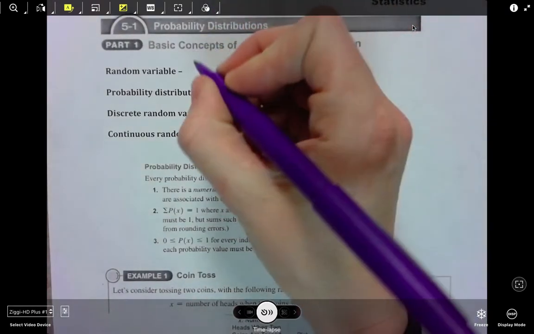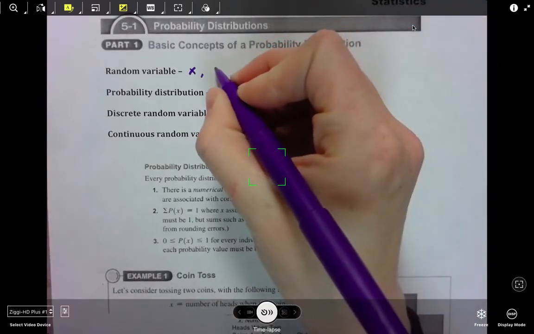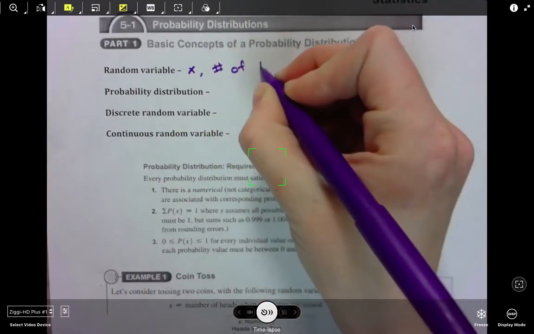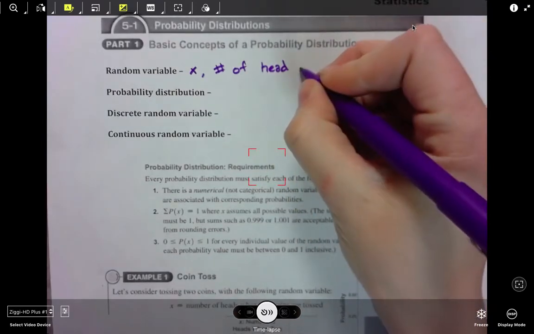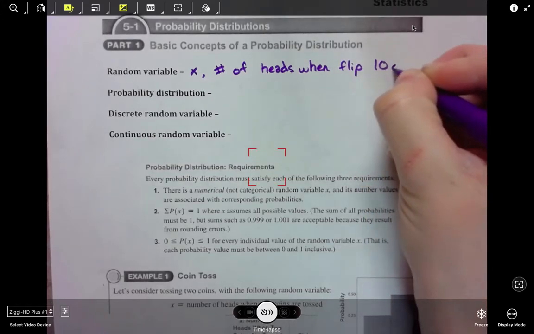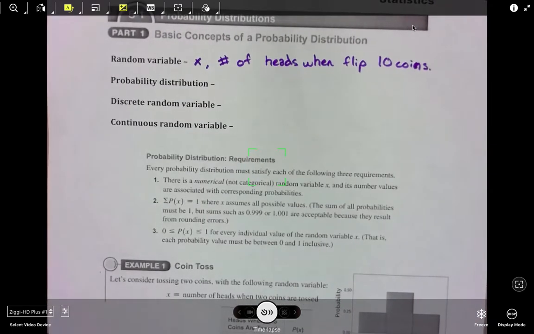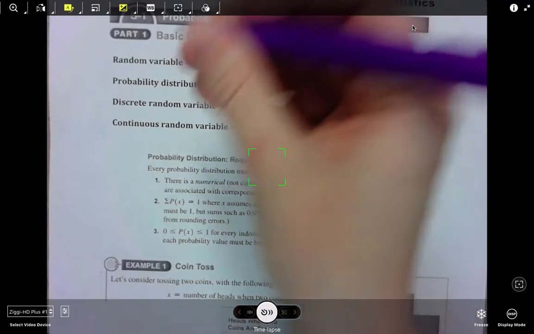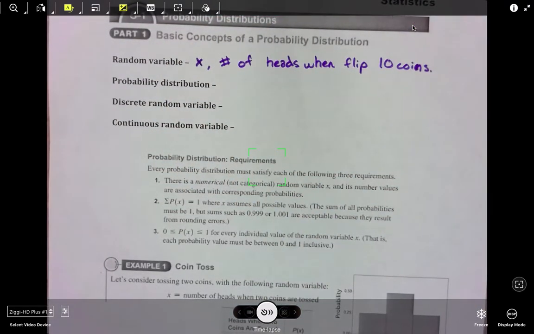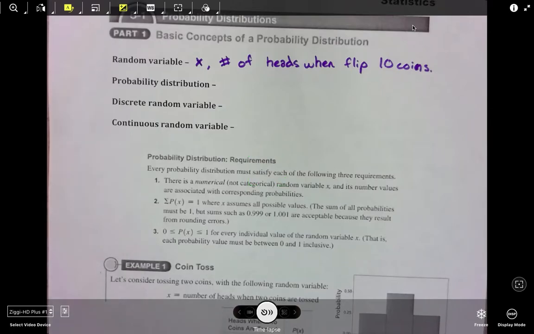So starting with a random variable. Usually a random variable is expressed with X, and it's talking about, for example, the number of heads that you get when flipping 10 coins. Okay, that would be a random variable. It tells me a certain amount, and it varies because when I flip 10 coins one time, it's going to be different from when I flip 10 coins another time. So random variable, it's by chance. How many heads do I get when I flip 10 coins, okay?